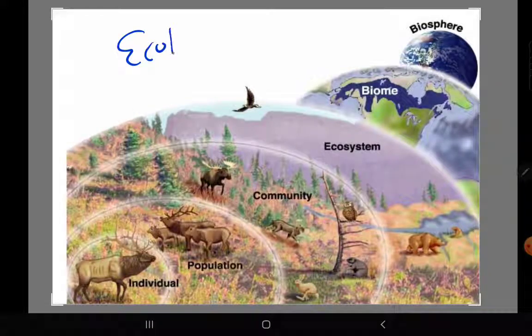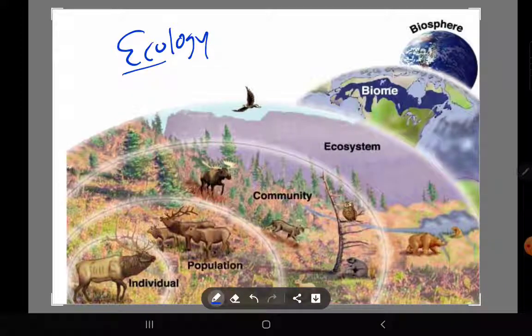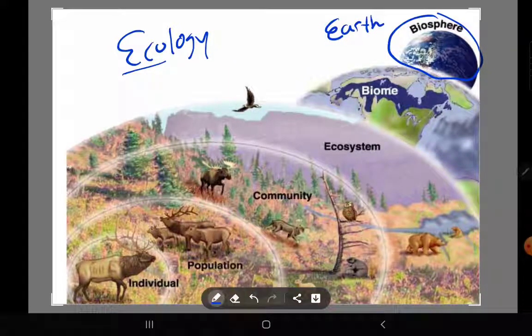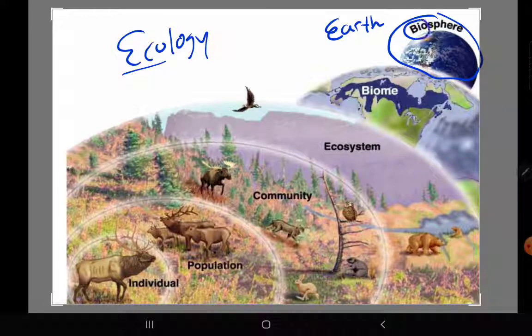When we talk about ecology, we're talking about the study of our home. Our home is Earth. We call it a biosphere, or at least the parts of it that have life, because bio means life and sphere means, well, sphere, and the Earth just happens to be round.